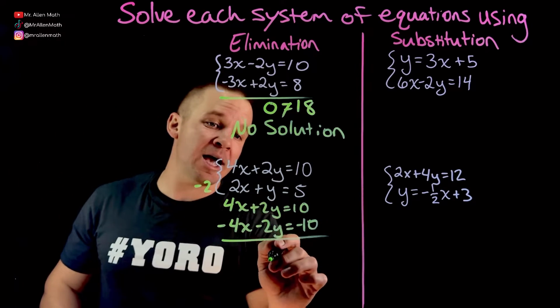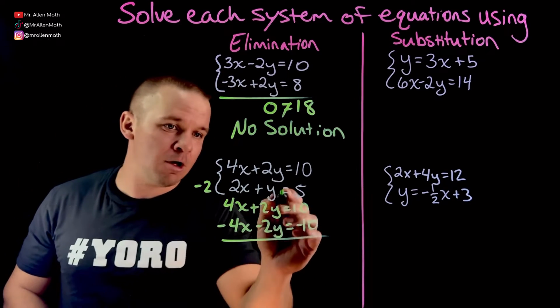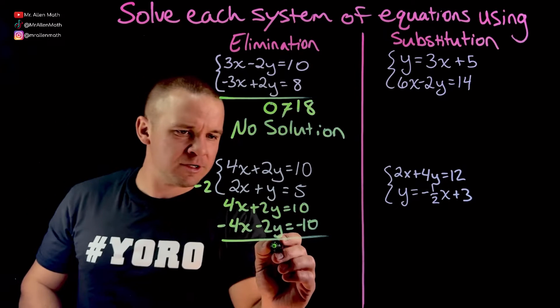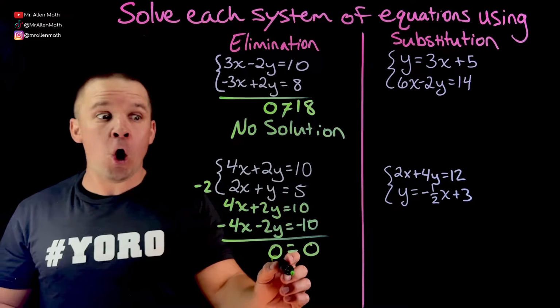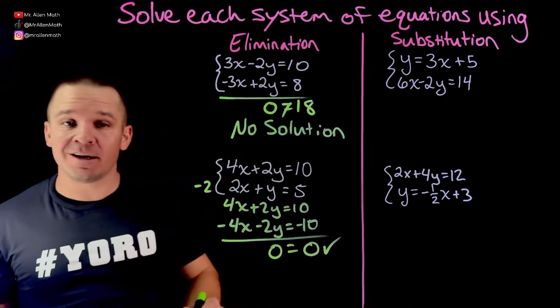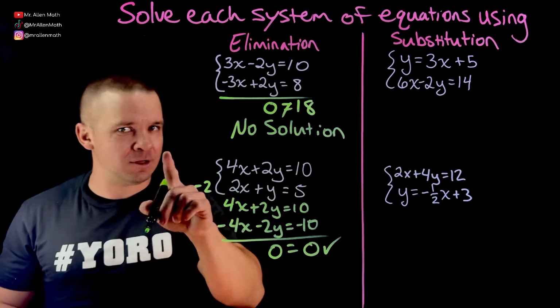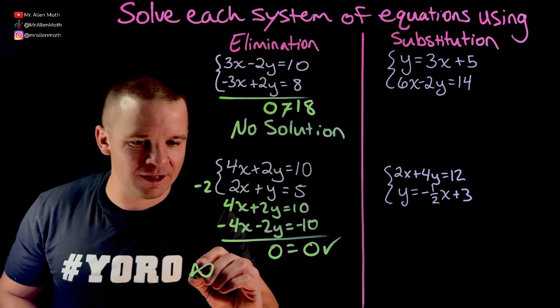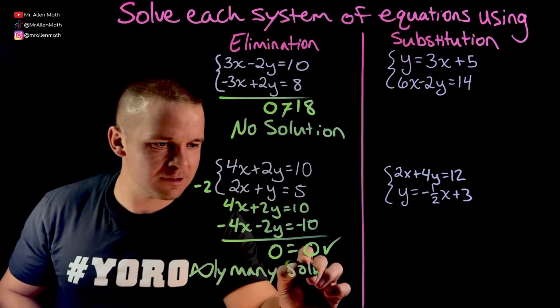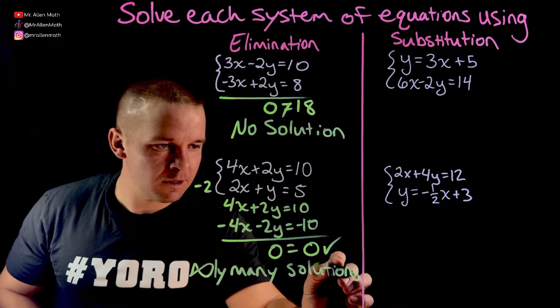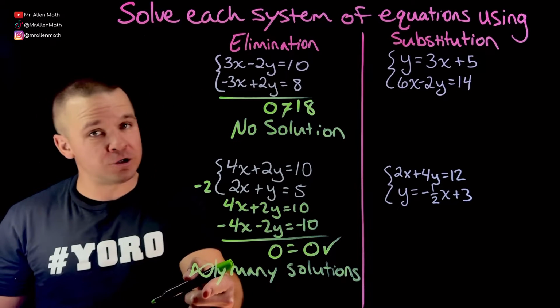Now my x's are going to cancel here, right? My x's are gone, 0. Oh my goodness, my y's are gone too. So that's 0. 10, -10, that's 0. Oh, that's a true statement, isn't it? So this would be infinitely, and let me show you how I like to write it, infinitely many solutions.